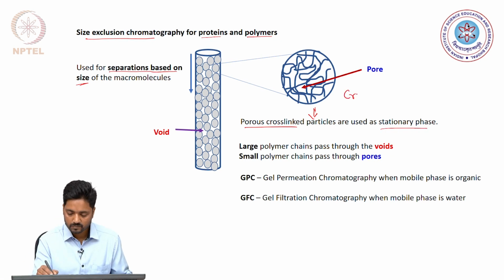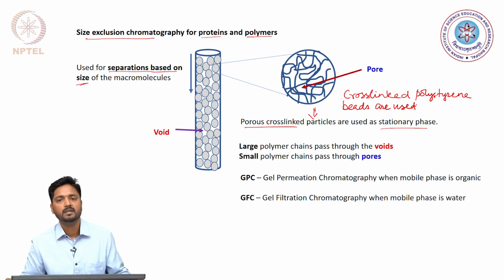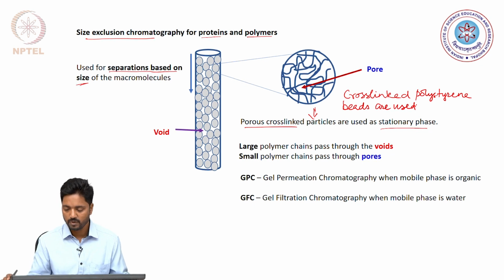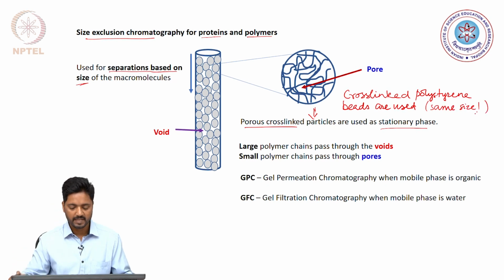Typically, cross-linked polystyrene beads are used as the stationary phase, and care is taken to ensure that these beads are all of the same size. So, in these kinds of separations, there are two important considerations to be kept in mind.